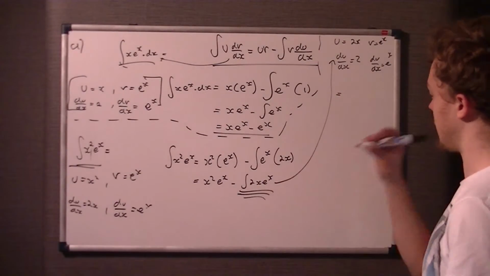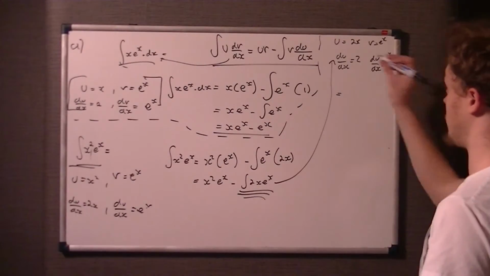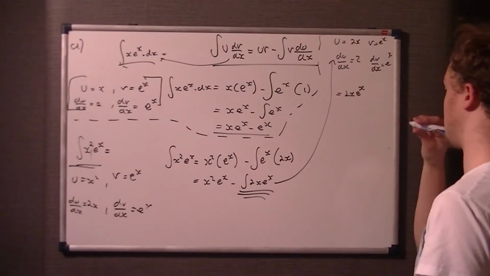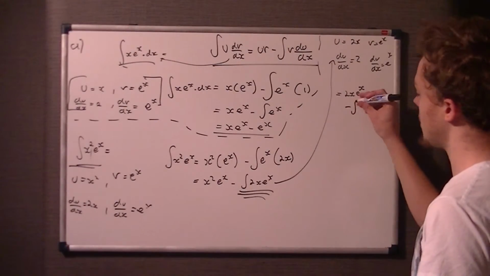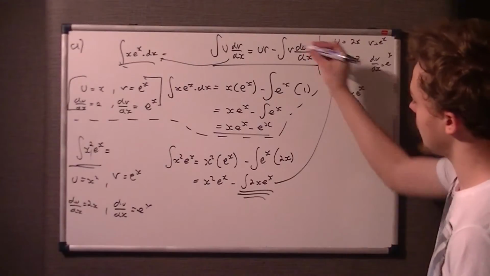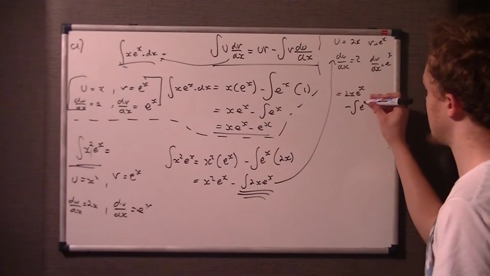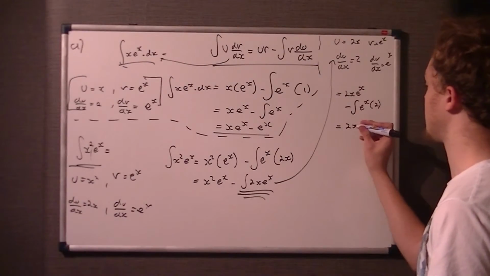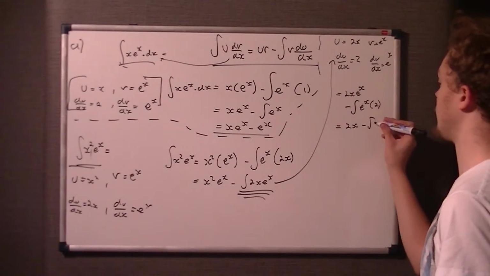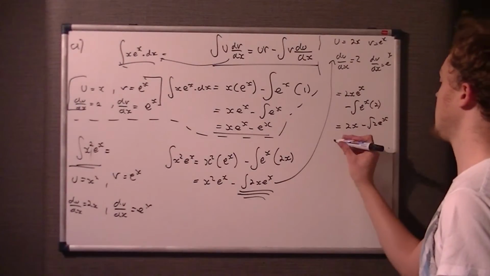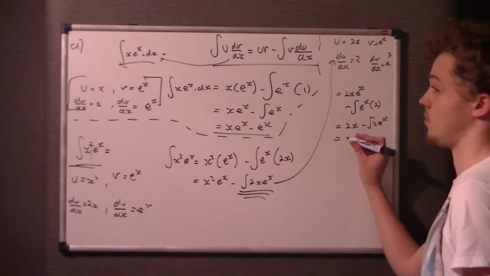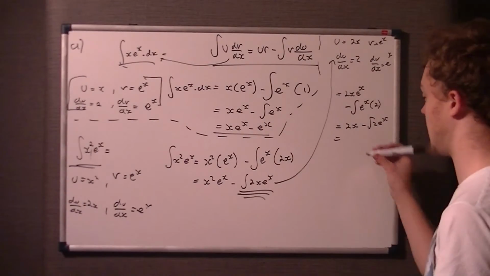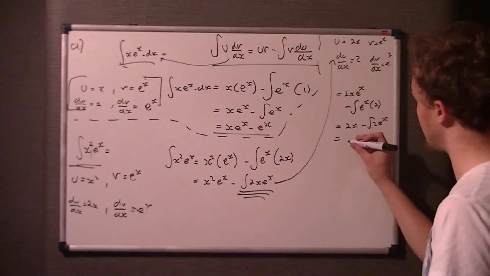I'm not going to write this out again. So it's just equal to uv, which is 2x e to the x, 2x brackets e to the x. Take the integral of v, which we know is e to the x, times du dx, which is 2. So it's 2x, take the integral of 2e to the x, and the integral of 2e to the x is just simply 2e to the x, because it's not 2x e to the x, it's just 2e to the x. So we just leave that as what it was before.